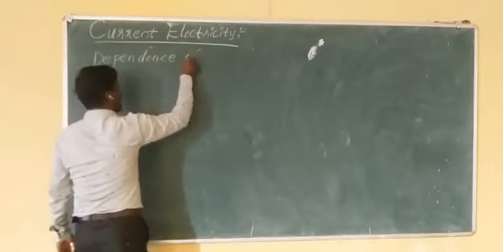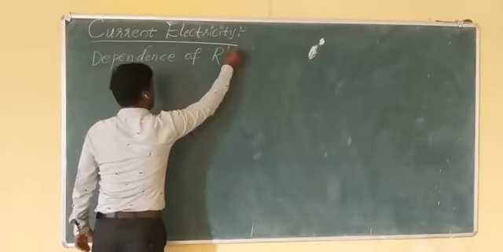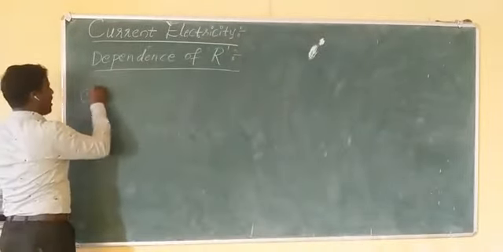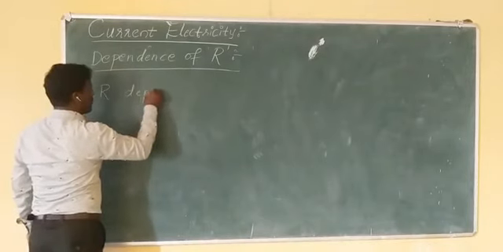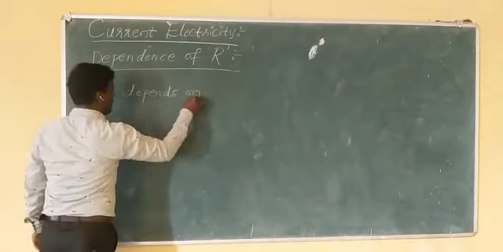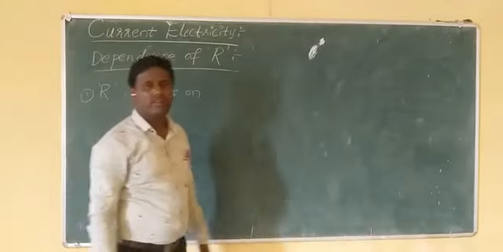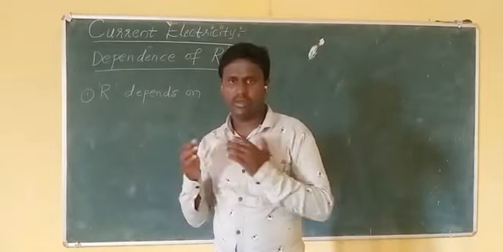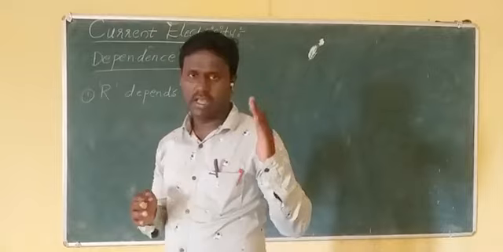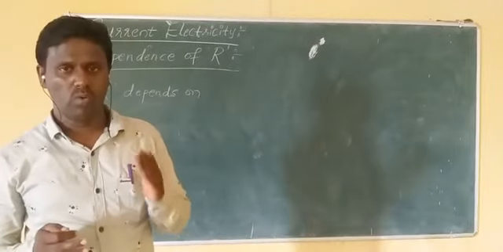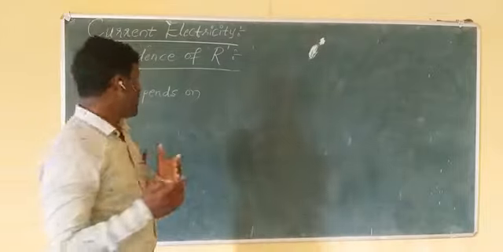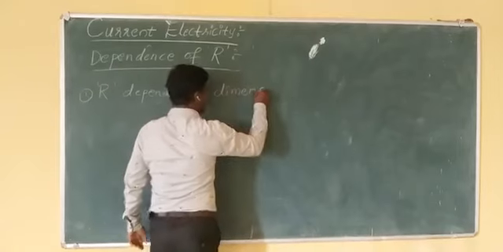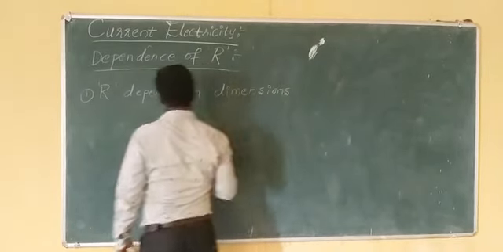Dependence of R. See here, first thing, R depends on dimensions of a conductor. Dimensions means length, breadth, area, volume. These are the different dimensions. So R depends on dimensions of a conductor.